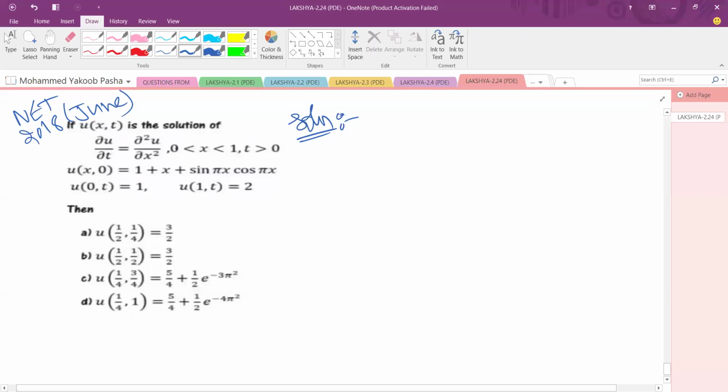Okay, first we can write the C value. What is my C here? C is equal to 1. In the initial condition, u of x comma 0 is equal to 1 plus x plus sin pi x into cos pi x.